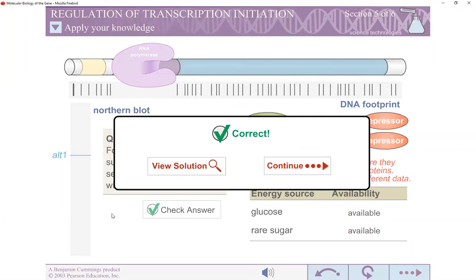Okay, because they are saying that glucose is available and the rare sugar is also available. Because the rare sugar is available, some amount of transcription is going to take place. So a basal level of transcript will be produced when there is no repressor present. This would be the lowest or minimum level of transcript that would be produced, and it is referred to as the basal level of transcript.